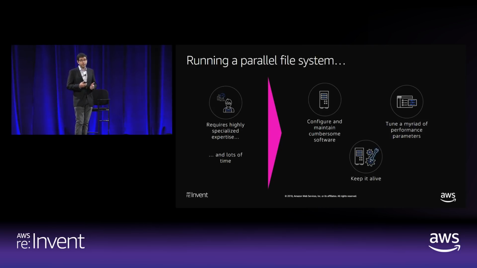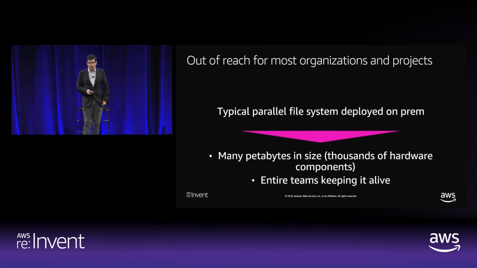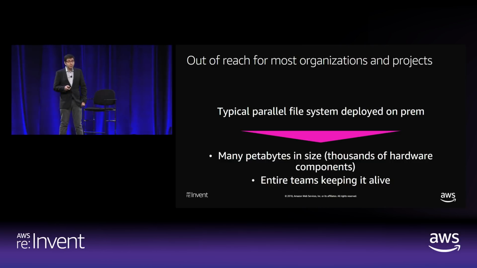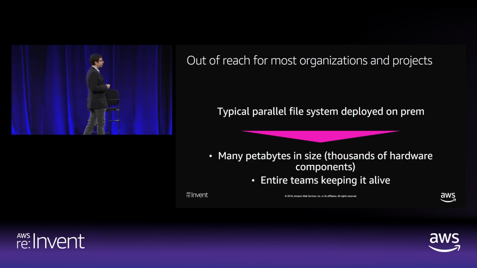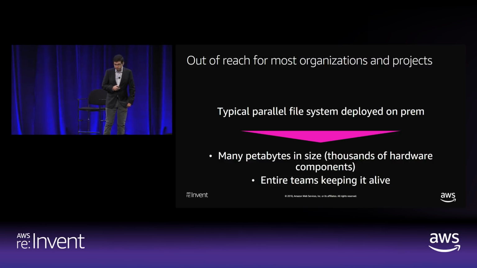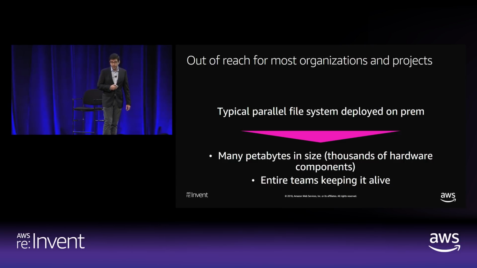And then keeping it alive ends up being really challenging, especially as these things grow. When you have multiple servers and multiple disks attached to each server, it can become a full-time job just to keep a cluster alive. As a result, until today, high-performance parallel file systems have mostly been out of reach for all but the largest institutions and projects, unless you're lucky enough to have experts managing the file system for you.